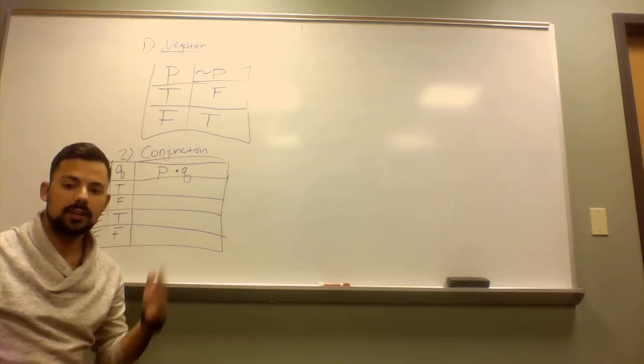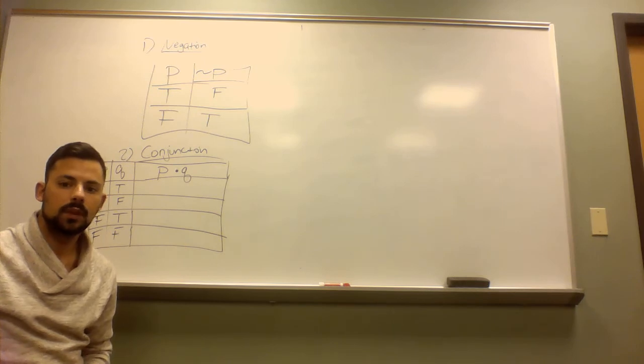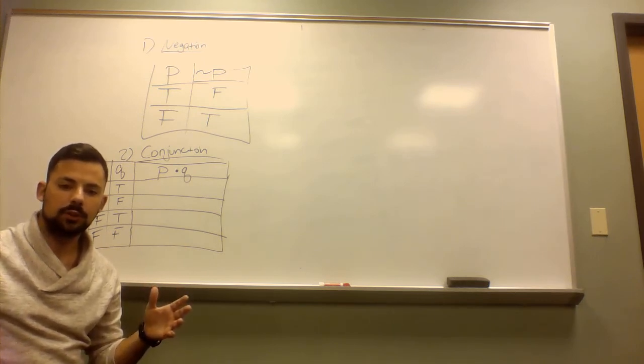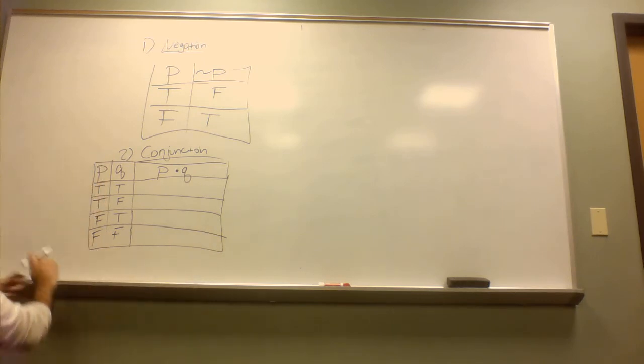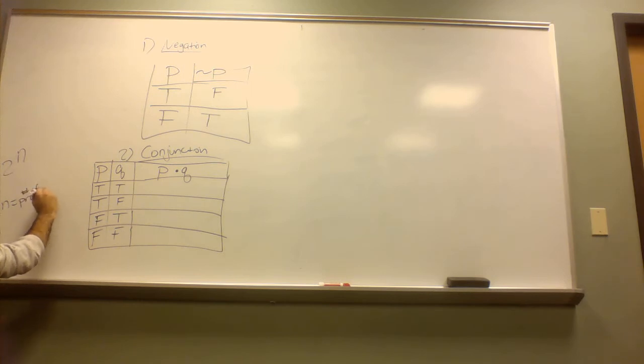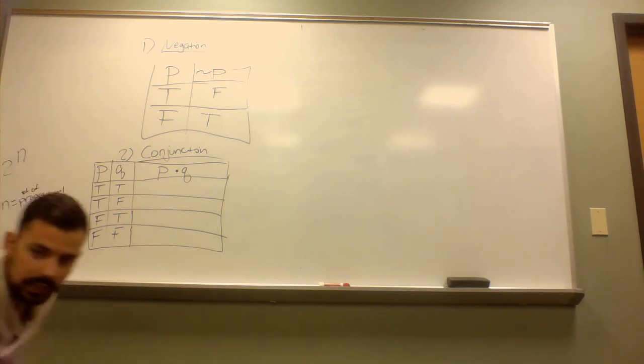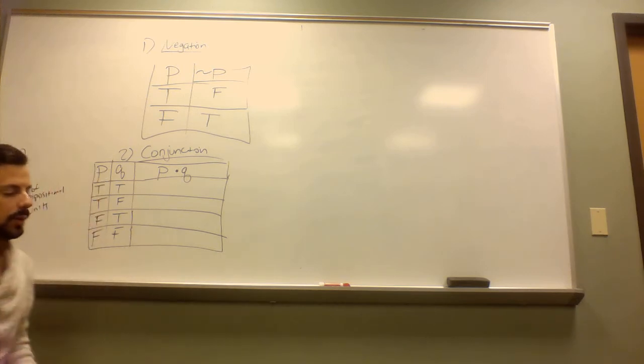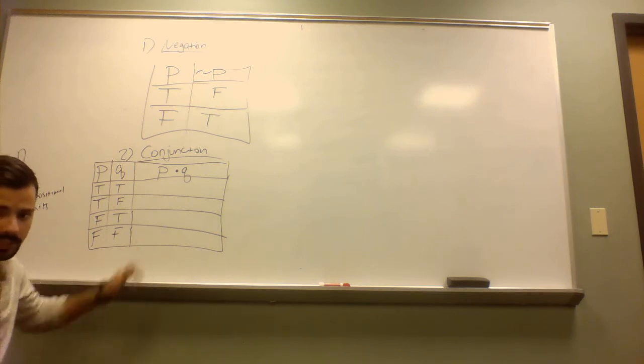Essentially, whenever you add another propositional unit, with n units, it's 2 to the n rows, where n equals the number of propositional units. So we have 2 propositional units, so 2 squared is 4. If we had 3, we would have to have 8 rows, and so on and so forth. Let's get back to this, right?